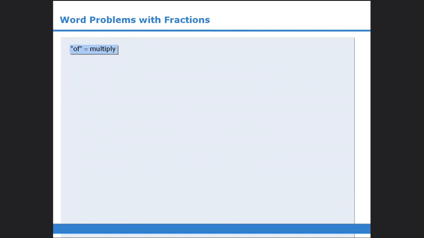In this lesson, we learned that in most word problems, the word of signifies multiplication.